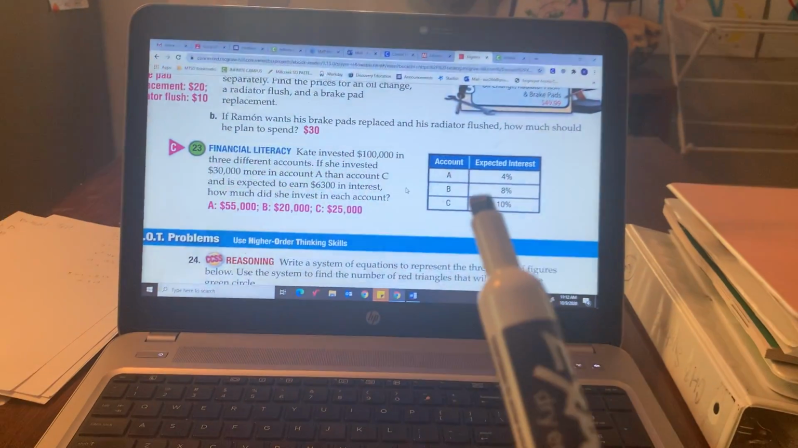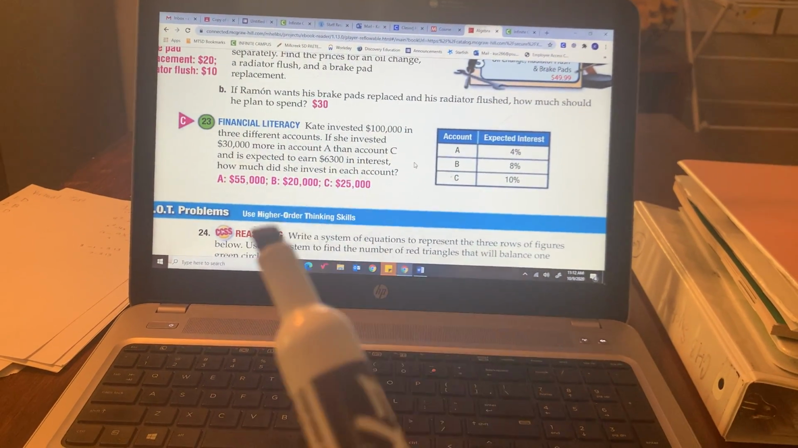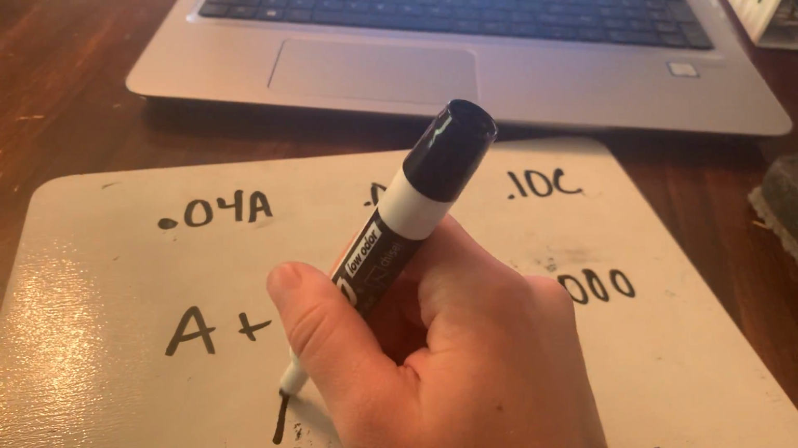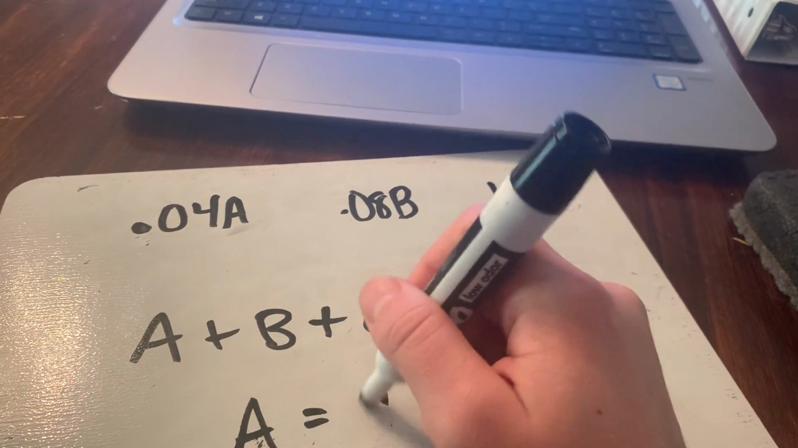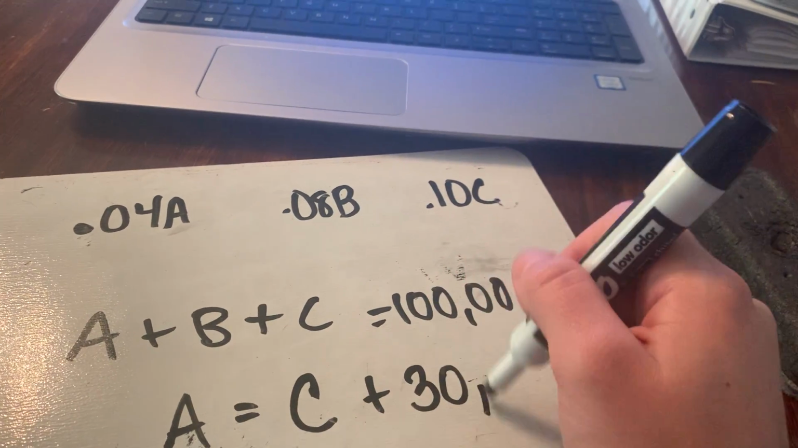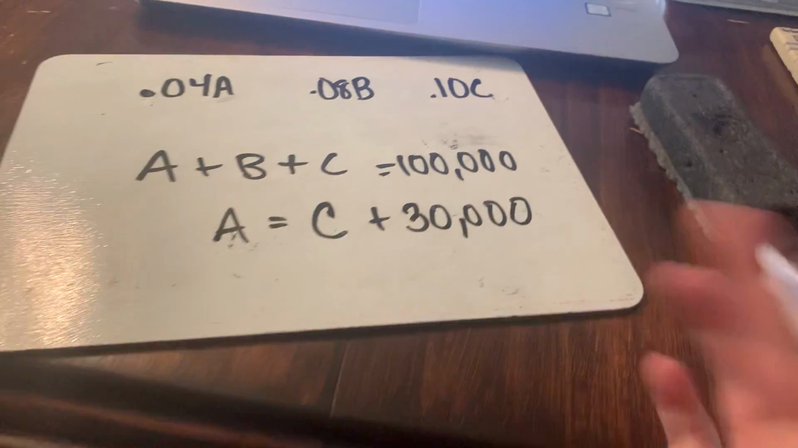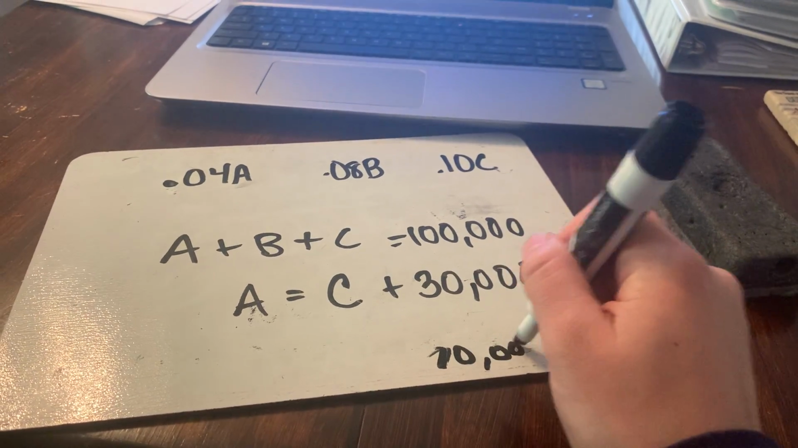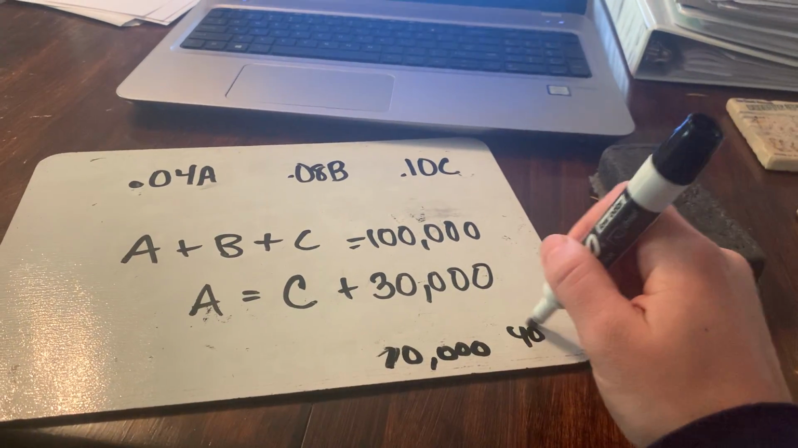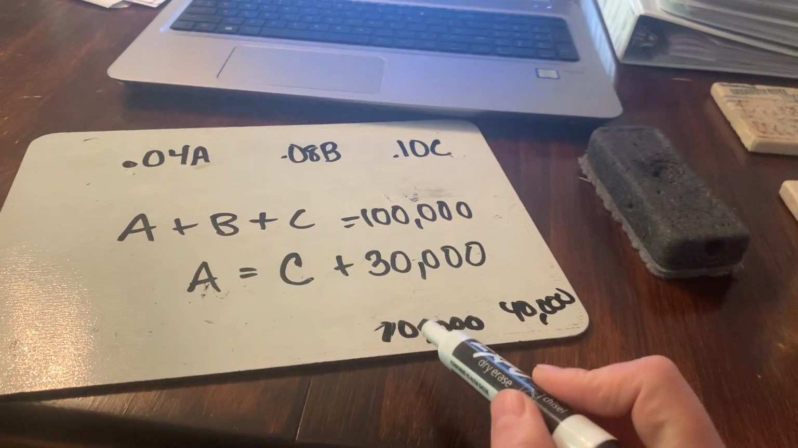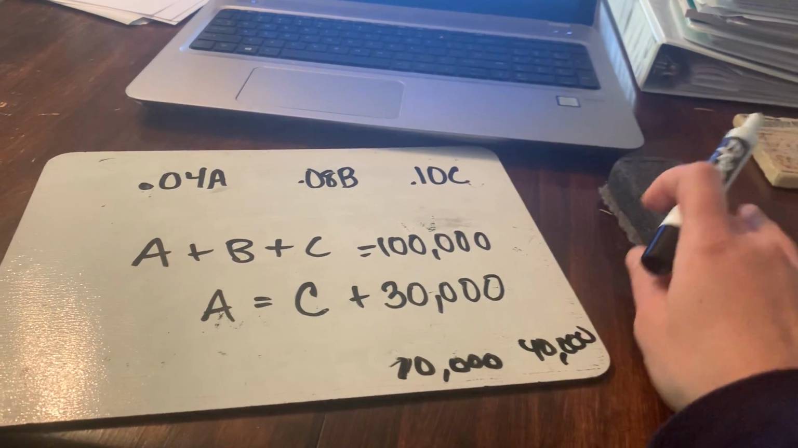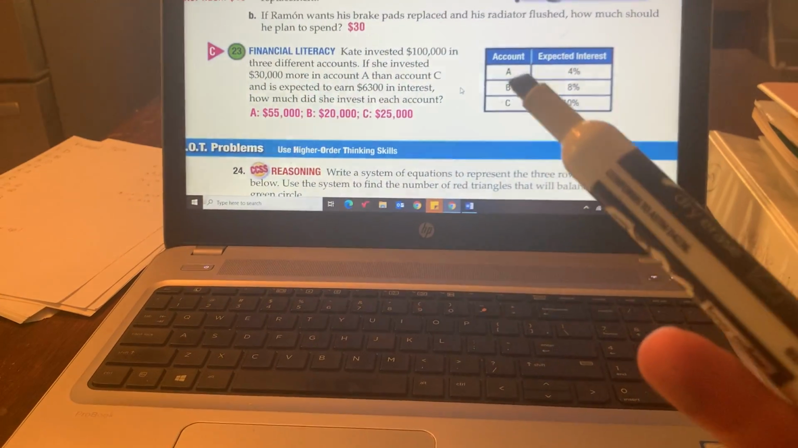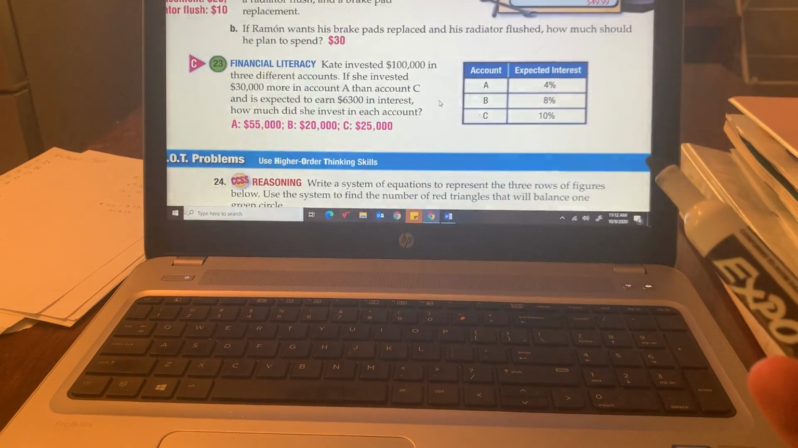And it said if she invested $30,000 more in account A than account C, so account A would be the same thing as if she took account C and had $30,000. Like I said, for these ones, come up with fake numbers. Make A 70,000. Then what would C have to be? 40,000. Does that sound right? Does account A have 30,000 more dollars than account C? Yeah. So just do a fake example and see if the logic goes with the question.